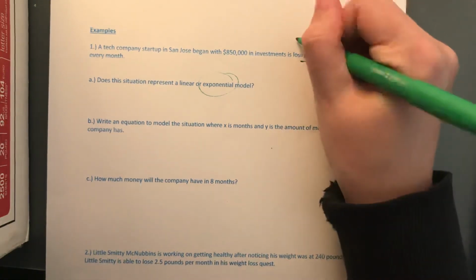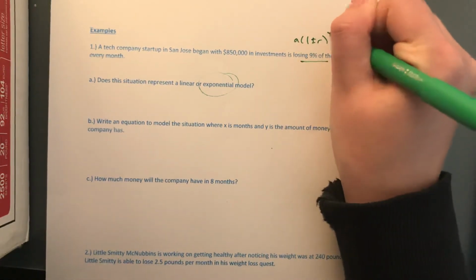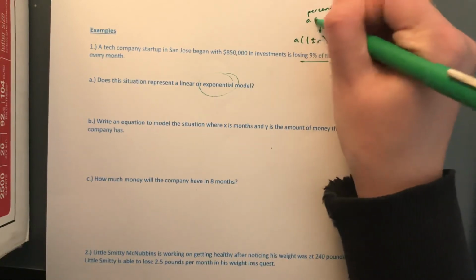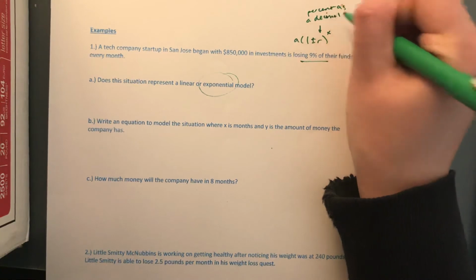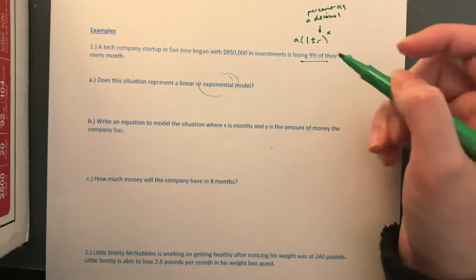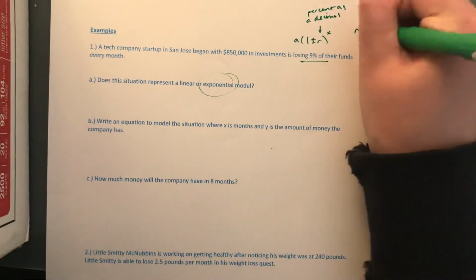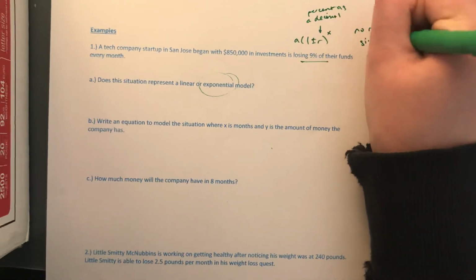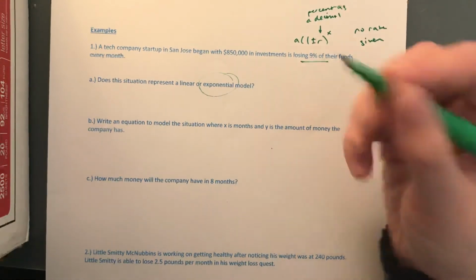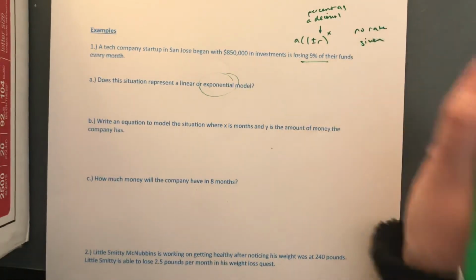And the percent ones are going to be the a times 1 plus or minus r to the x, because r represents your percent as a decimal. Also, if it's losing a percent of its funds continually, that means it's going to be growing or decaying exponentially. But it's not saying that there's a rate, right? There's no rate given. They're not saying it's like $10 per month. They're saying it's 9% of the current value per month. And so this is an exponential.